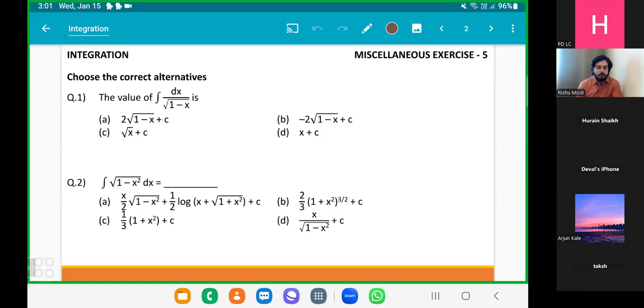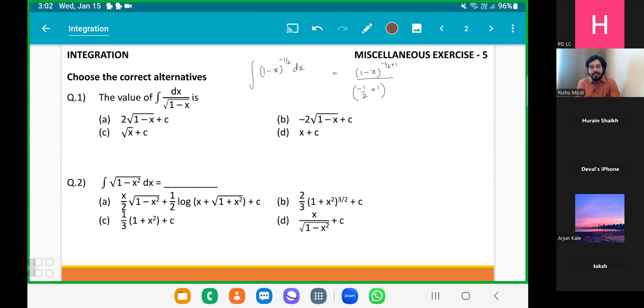The question goes as, find the value of integration 1 upon root 1 minus x. So we know that it is nothing but integration of 1 minus x raised to minus half. We can apply this formula. We take the law of indices in the raised to power, so that becomes raised to minus half. And then we apply the integral formula: 1 minus x raised to minus half plus 1 upon minus half plus 1.